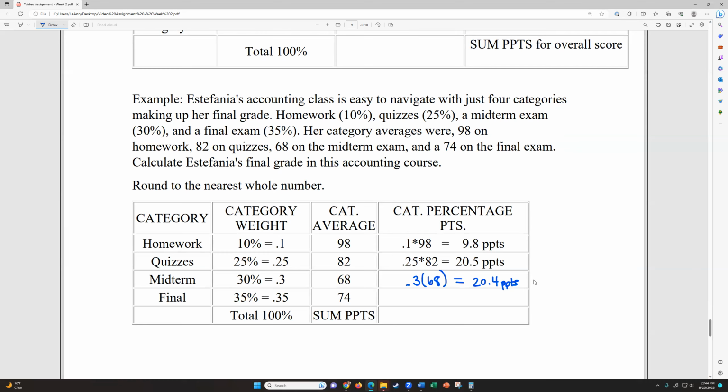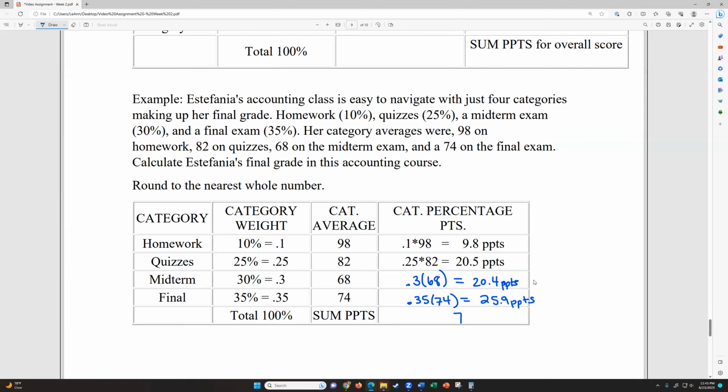And then 35% is 0.35 times the 74. So not as bad as the midterm, a little bit better in terms of grade wise, maybe some things started clicking. And so this equaled 25.9 percentage points out of a possible 35. Because remember, if this was 100, 0.35 times 100 would have been 35 points. So again, she almost lost a letter grade completely from this one as well.